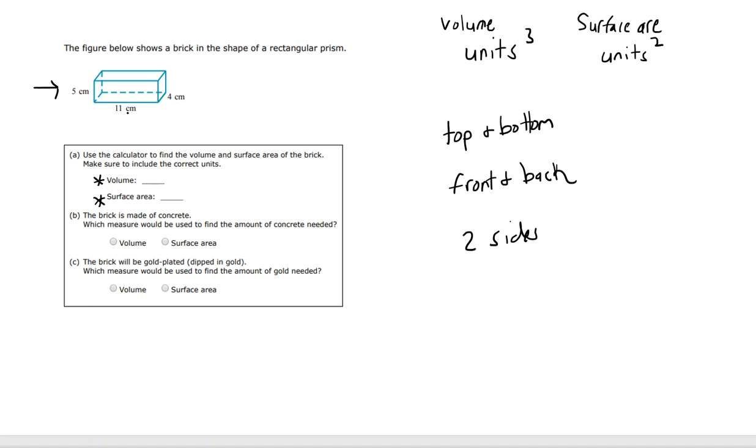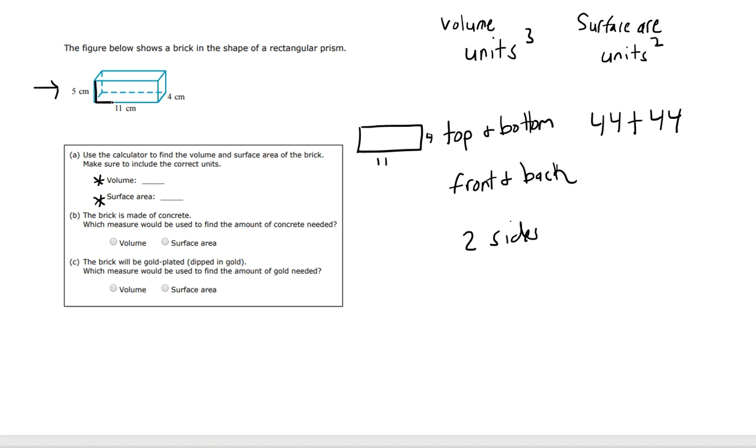Okay, so the area of the top and bottom. So our bottom, it looks like, is an 11 by 4 rectangle right here. Okay, so the area of that's going to be 44. Remember, there are two of those. So 44 plus 44. Okay. Then let's go ahead and find the area of the front and the back.